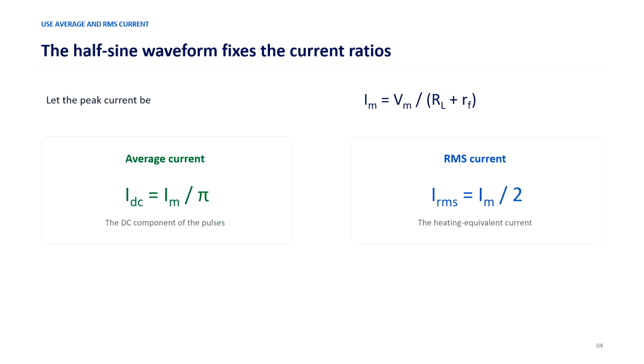Let Im represent the peak current. For a half-wave rectified sine wave, the integration over a full cycle gives an average or DC current of Im divided by pi. The RMS current is Im divided by 2. These are not arbitrary constants. They come directly from the shape of the sine waveform of the voltage and current. We now substitute these two current ratios into the output power and input power expressions.